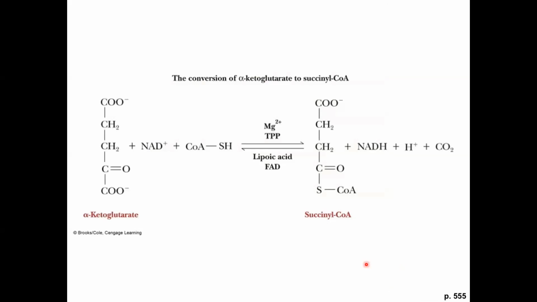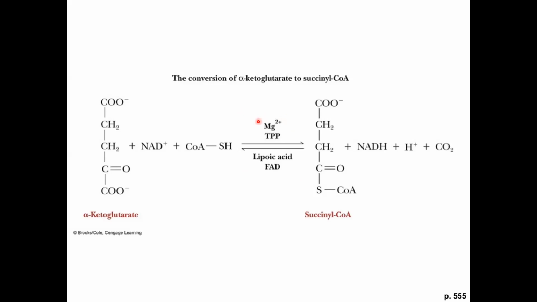Our next reaction is going to be our second oxidative decarboxylation. Essentially the same thing is going to occur. Here the enzyme is called alpha-KGDH, and these are the enzymes that are required to make this reaction occur. If you look closely, these are very similar to the coenzymes that were required for pyruvate dehydrogenase, so for pyruvate to become acetyl-CoA.